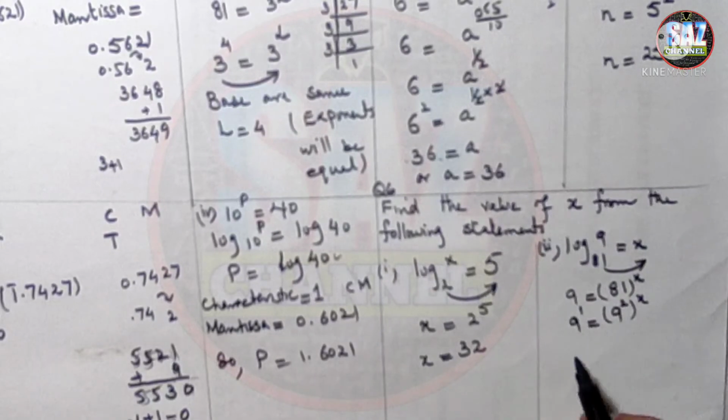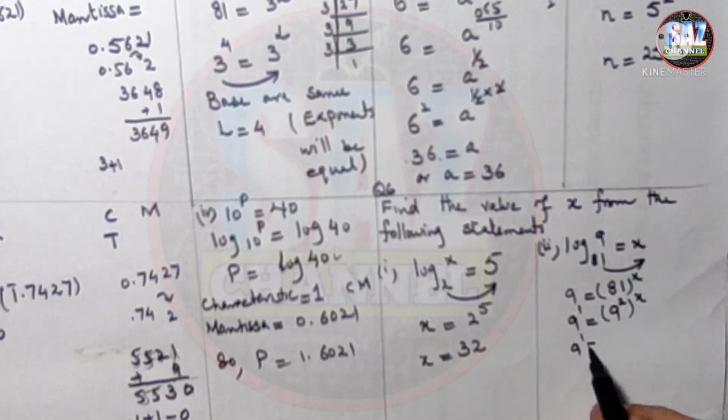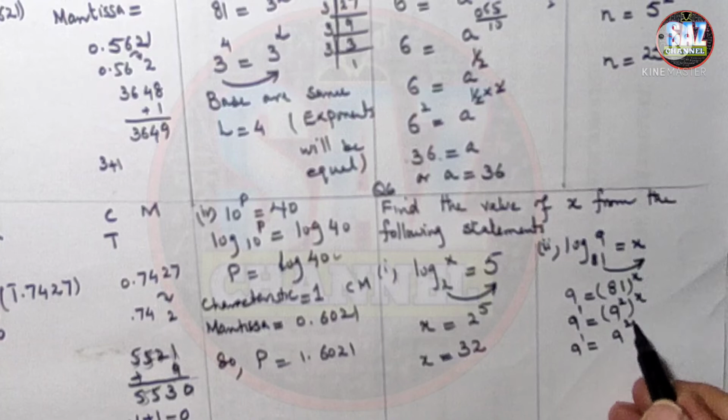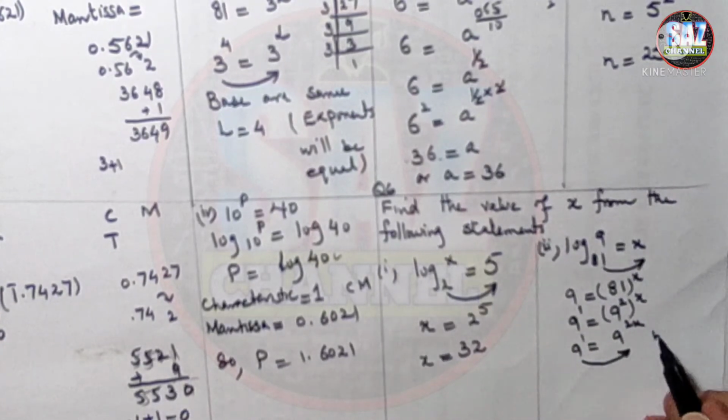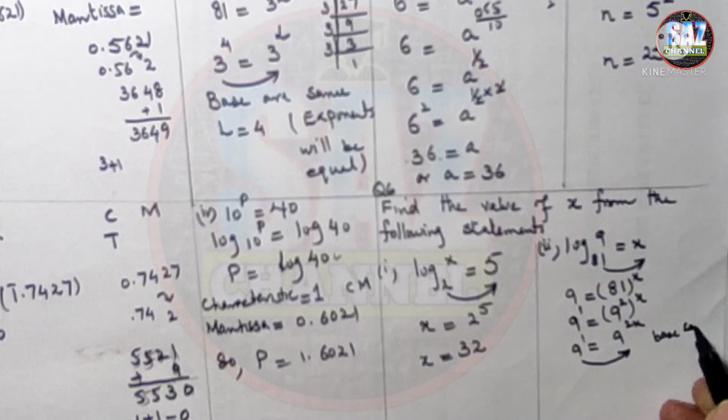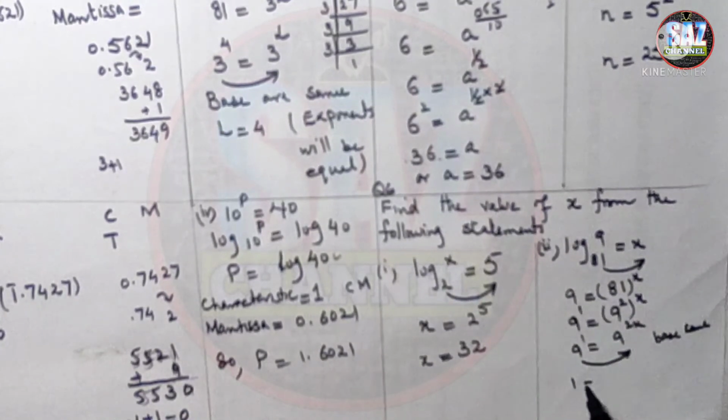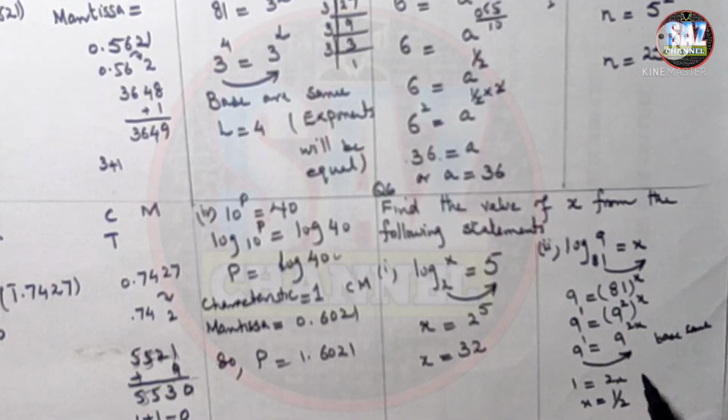For convenience I can put 1 here, otherwise no need. 9 raised to the power 2x. Same bases. Base same. Base same. 1 equals 2x, or x equals 1 by 2. We can equate the powers.